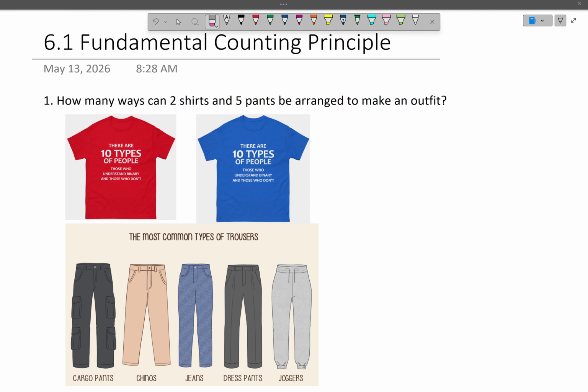Hello and welcome to my video, lesson 6.1 on the fundamental counting principle. In this lesson, we're just beginning to talk about perms and coms in 30-1. And we're going to start off with this simple and interesting question. How many ways can 2 t-shirts and 5 pants be arranged to make an outfit?